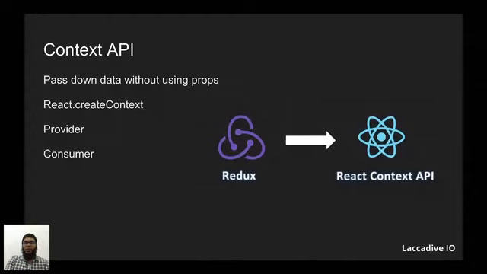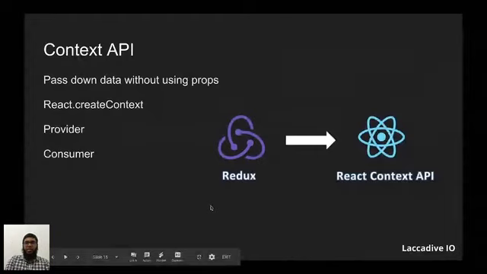So createContext is used to initialize that context with the initial set of data. And Provider is a component which is used to set data and also to update the data inside this context. And Consumer is used to use the context data.